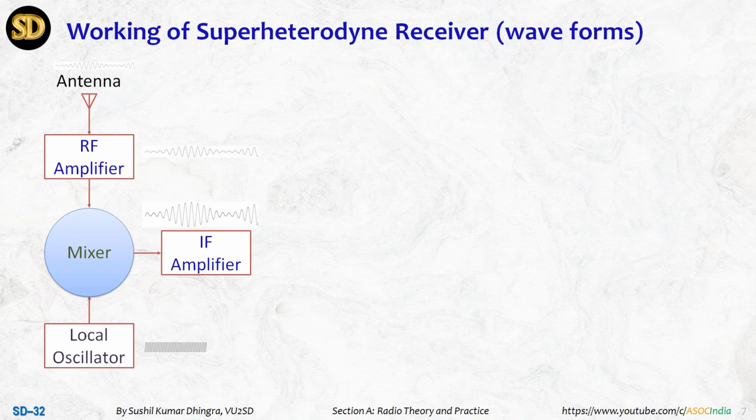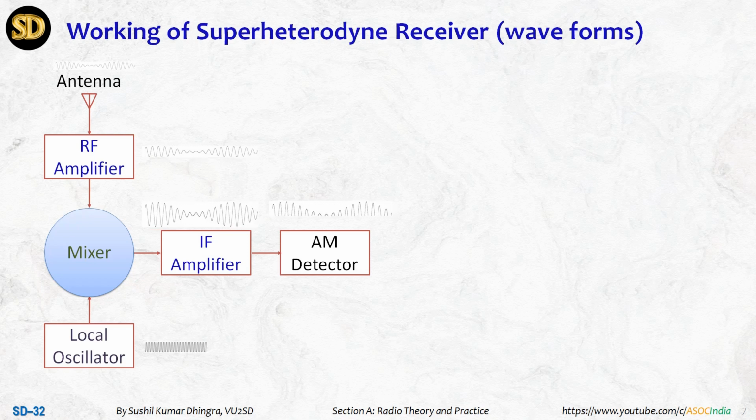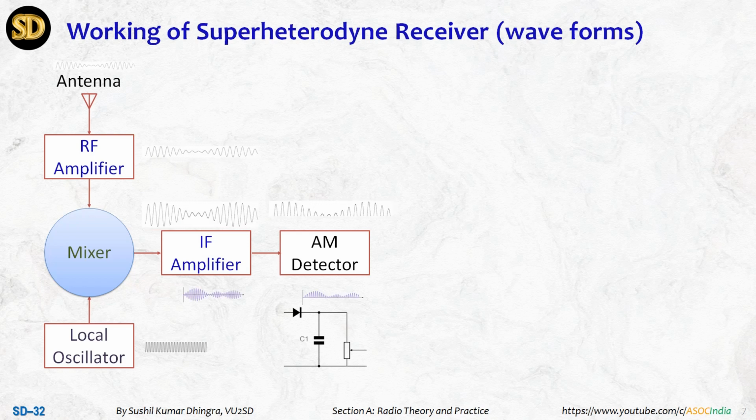This frequency is fixed at 455 kHz, and this IF frequency after amplification will go to the AM detector. And now here you have to understand very carefully the working of the AM detector, or AM demodulator. How does the AM demodulator work? First, a diode converts the modulated signal to a positive modulated signal. You can see it on the blue graph.